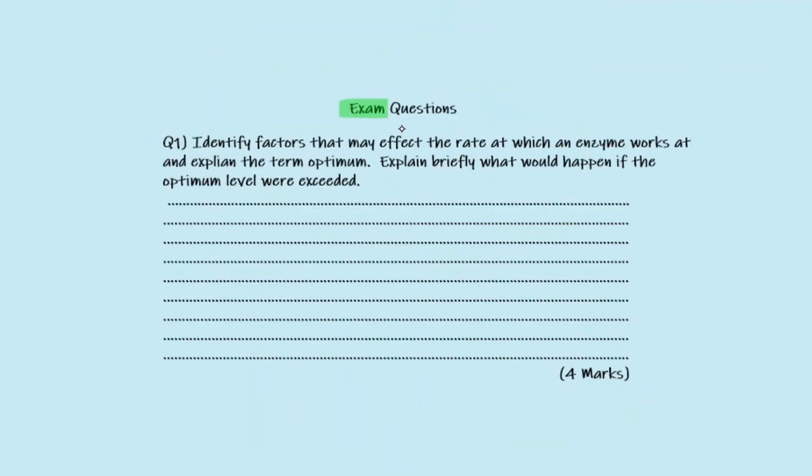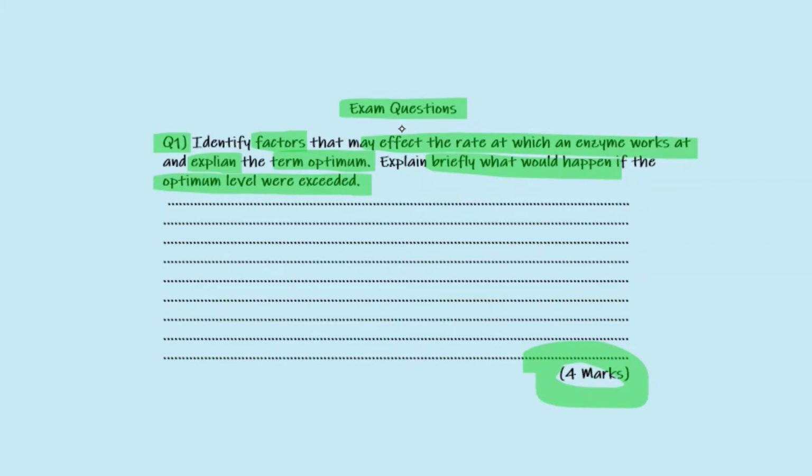This brings us to the last section, exam questions. Question 1, worth 4 marks. Identify factors that may affect the rate at which an enzyme works at, and explain the term optimum. Explain briefly what would happen if the optimum level were exceeded. That's 4 marks, so the factors would have 2 marks there. Explaining optimum would have a mark there, and what would happen if the optimum level were exceeded, a mark there, which makes our 4 marks.